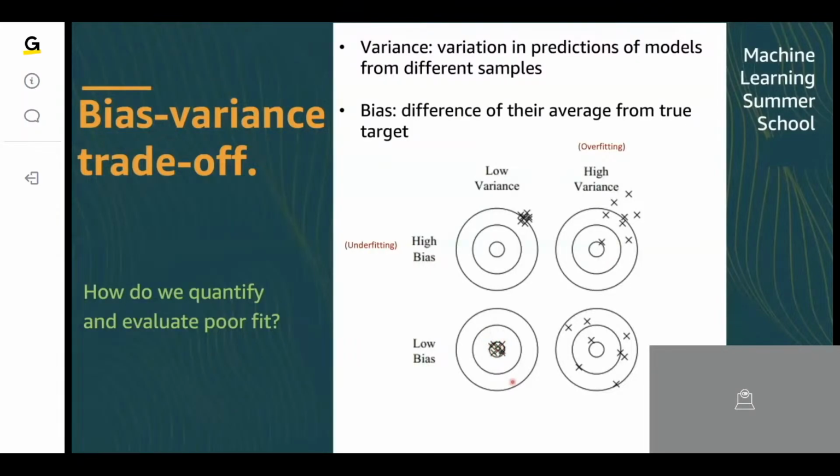These concentric circles that you see are the distance from ground truth. At the center of these circles is the truth, and these crosses that you see are the estimates from your 10 different models. And what you see at the left bottom is the best case scenario. Estimates are very close to the truth, and all your estimates are tightly clustered together. That's really the best that can happen.